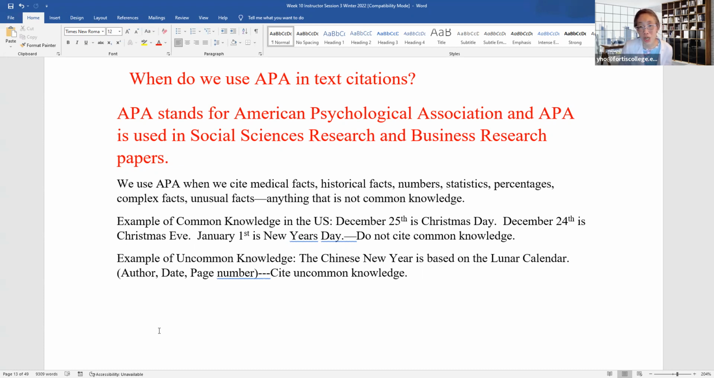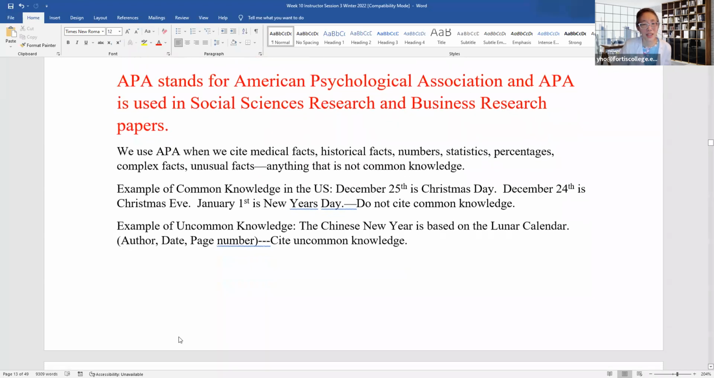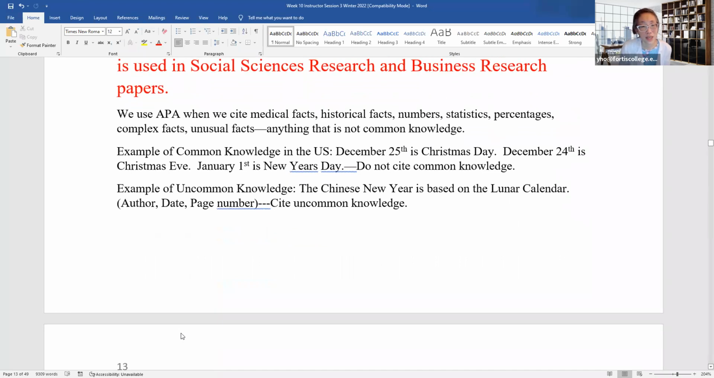Although if you're writing in China and they don't really celebrate Christmas, you will have to cite the source, because how did you know that? Where did you get that information from? So if I were to say the Chinese New Year is based on the lunar calendar, then you have to write the author, date, and page number. Now, if I were to write this in Chinese, wouldn't that sound ridiculous when you consider that Chinese New Year is a major holiday like Christmas is here?